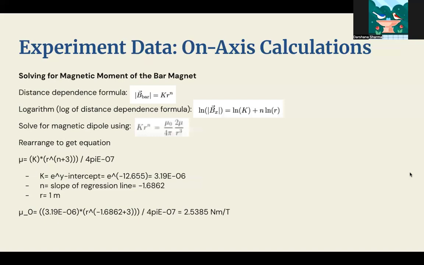So for my calculations, I use a distance dependent formula and then I use the log of the distance dependence formula, and this helped me get the slope of my line. And then I rearrange to solve for the magnetic dipole using this formula that's a variation of the Biot-Savart law. I rearrange to solve for mu naught to get k times r to the power of n plus 3 over 4 pi e to the negative 7. So k is just e to the power of the y-intercept, which gave me 3.19 times 10 to the negative 6. N is just the slope of my regression line, which gives me negative 1.6862, and R is just 1. So for mu naught, I got 2.5385 newton meters per Tesla.